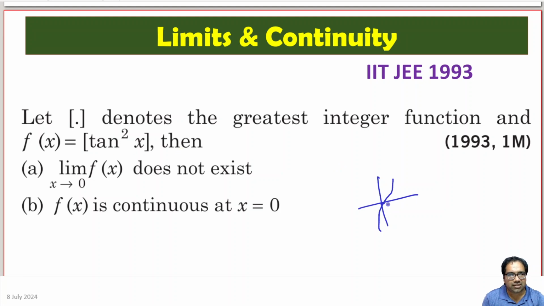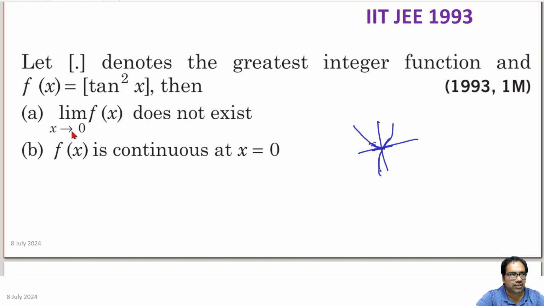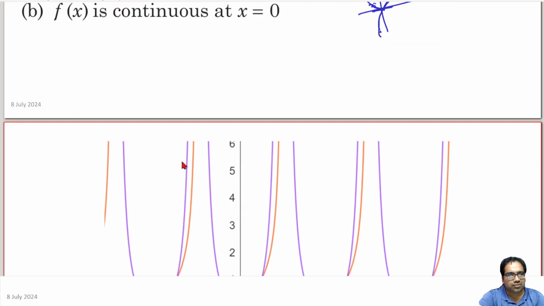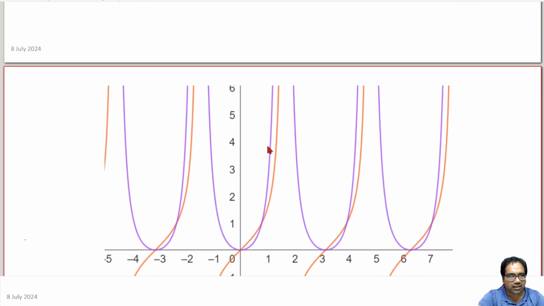What about tan square x? Tan square x means whatever this negative part, we'll square it and it will go something like this. Now, the greatest integer function of tan square x. That means this tan square x, whatever part is between, let's say, 0 and 1, becomes 0. Firstly, whatever it is saying, as x tends to 0, does the limit of f of x exist or not? So we can see this is our tan x function.